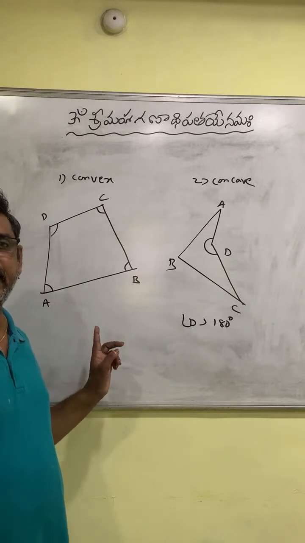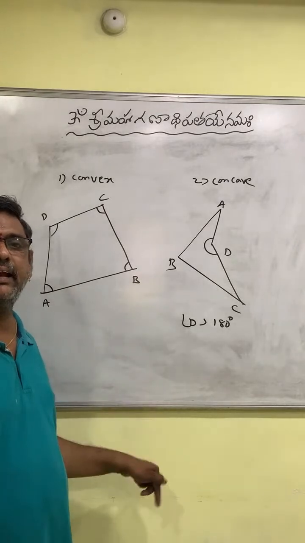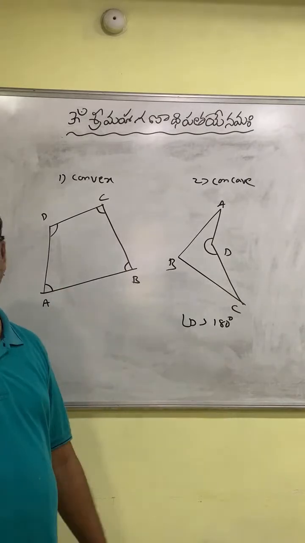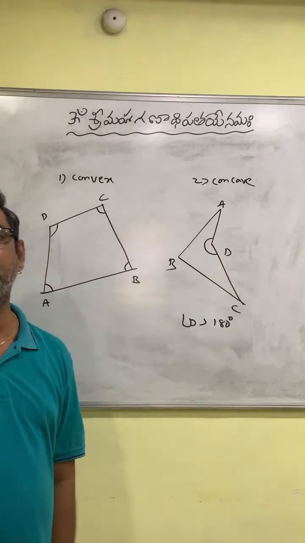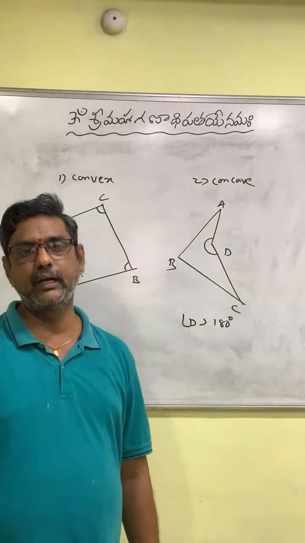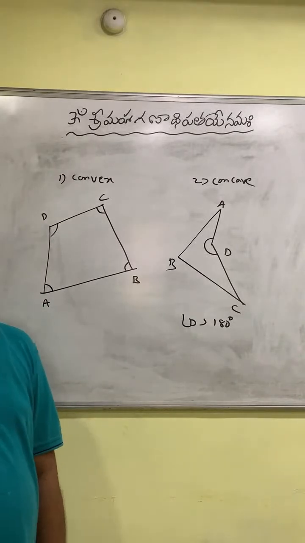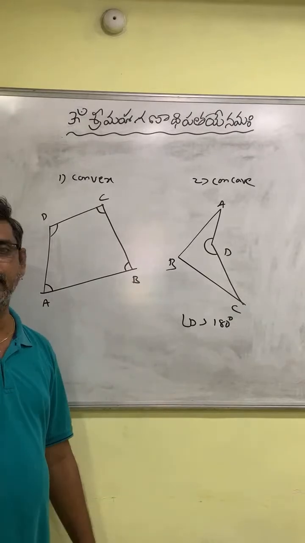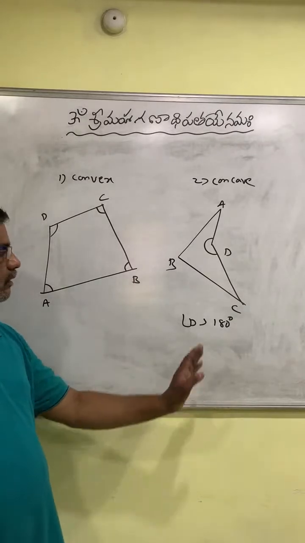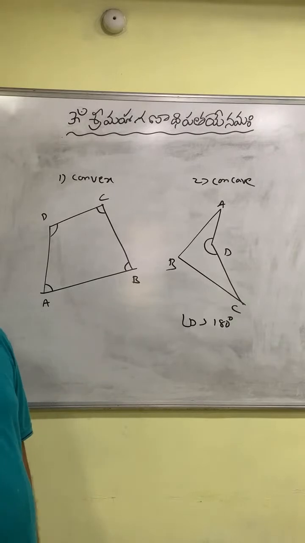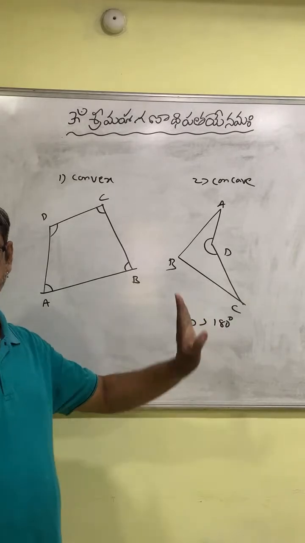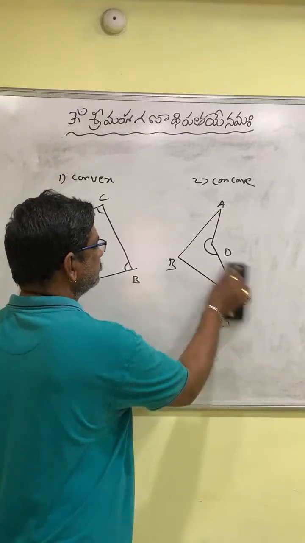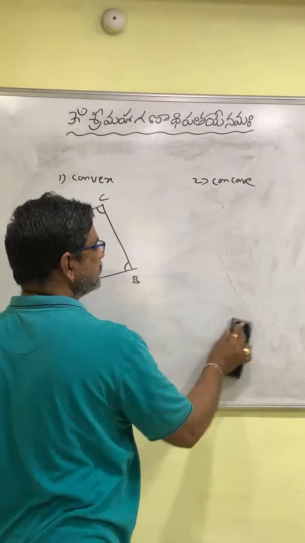So a quadrilateral, if each of its interior angles is less than 180, is a convex quadrilateral. A quadrilateral in which one of its interior angles, any one of the four, is above 180 degrees is called a concave quadrilateral. Okay? So convex, concave. We will not learn much about this concave quadrilateral.